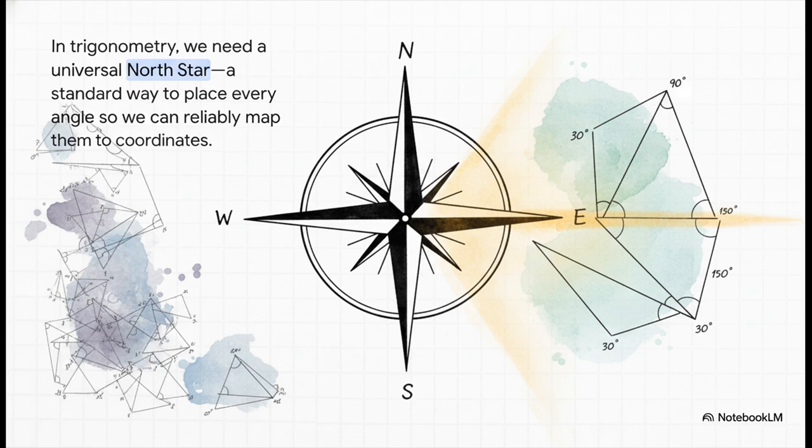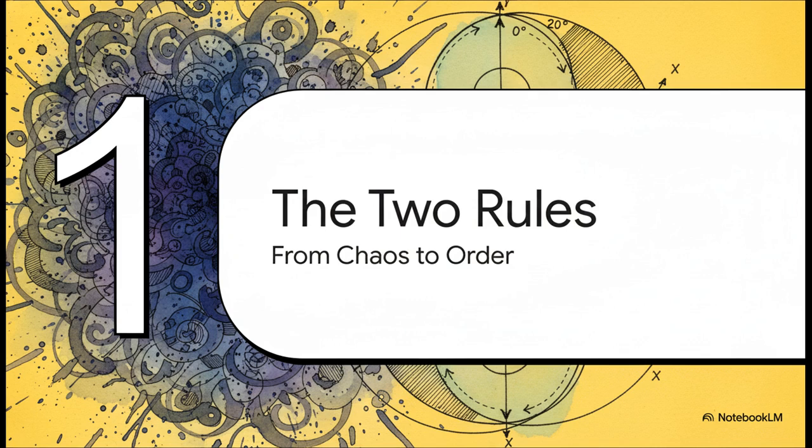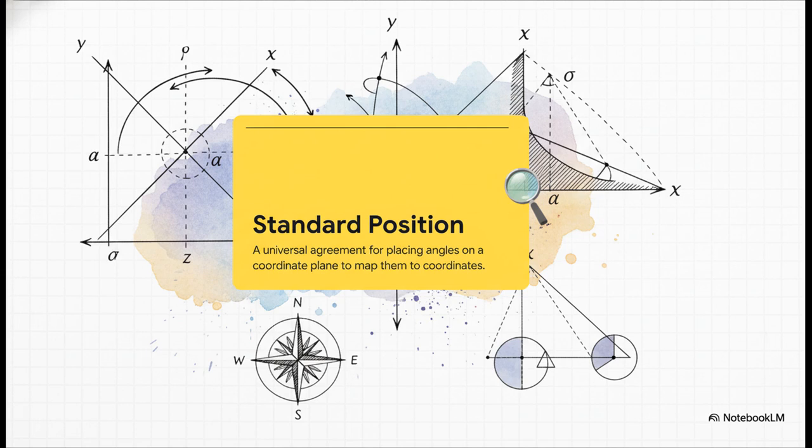And that's why in trigonometry, we need a universal North Star, a standard agreed-upon way to place every single angle, so we can reliably map them to coordinates and do calculations that work for everyone everywhere. No confusion. And that's exactly what this system does. It creates order. And believe it or not, it's all built on just two incredibly simple rules that we call standard position.